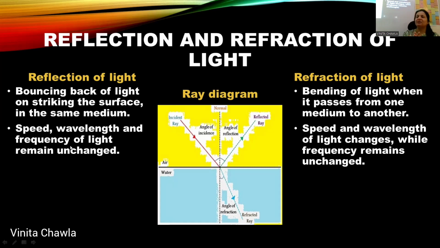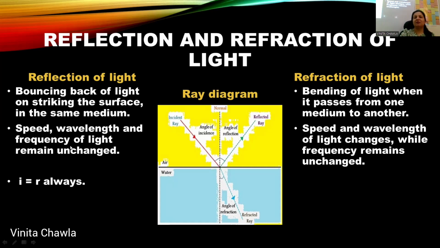How are these three quantities related? Is there any mathematical relation between speed, wavelength, and frequency? Yes. What is the relation? Velocity V is equal to nu lambda. Velocity is equal to frequency multiplied by wavelength. V is equal to nu lambda.